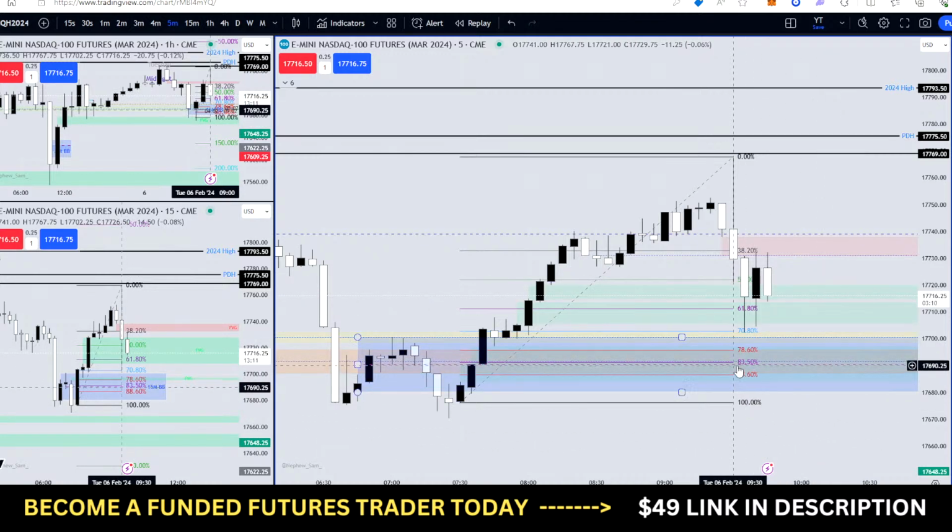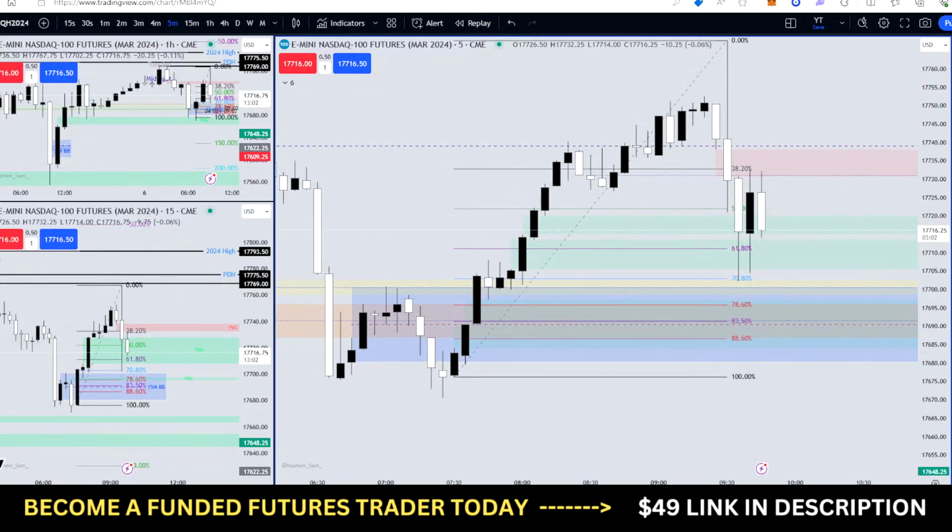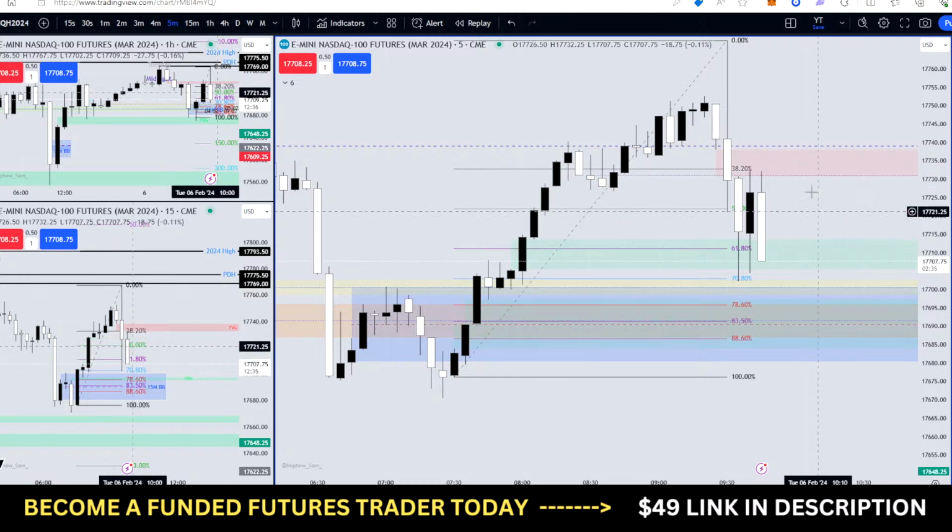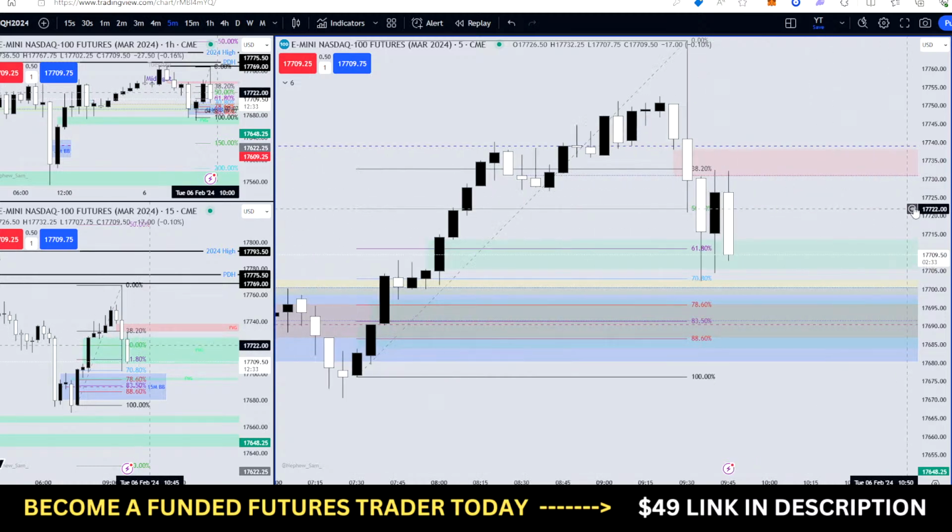Interesting how the new day opening gap, or the new week opening gap, sorry, is perfectly spaced between 78 and 88%. And right now, it's doing a little ping pong action between the bearish and bullish fair value gaps.